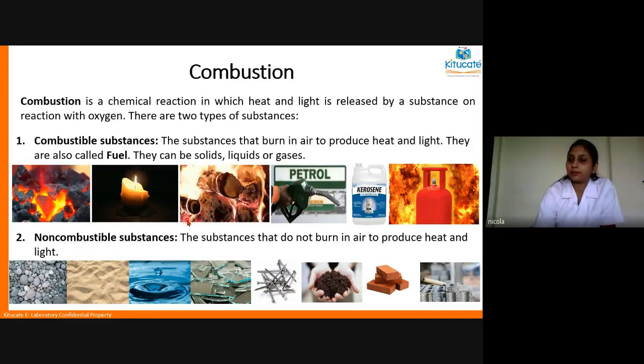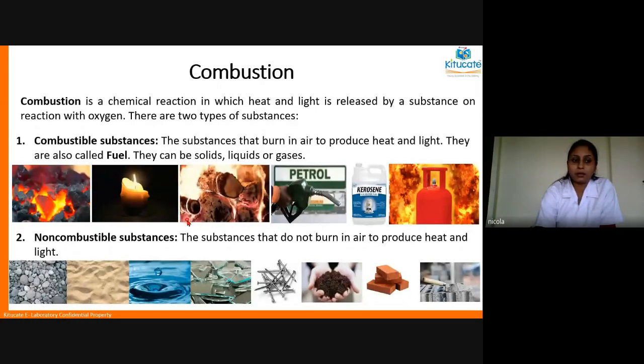And combustible substances are also called fuels. We can say coal, candle, wood, petrol, diesel, kerosene, LPG, CNG, all are different kinds of fuels. And fuel can be a solid, a liquid, or a gas. It's not only a solid or a liquid or a gas. They can be in any form, either solids or liquids or gases.